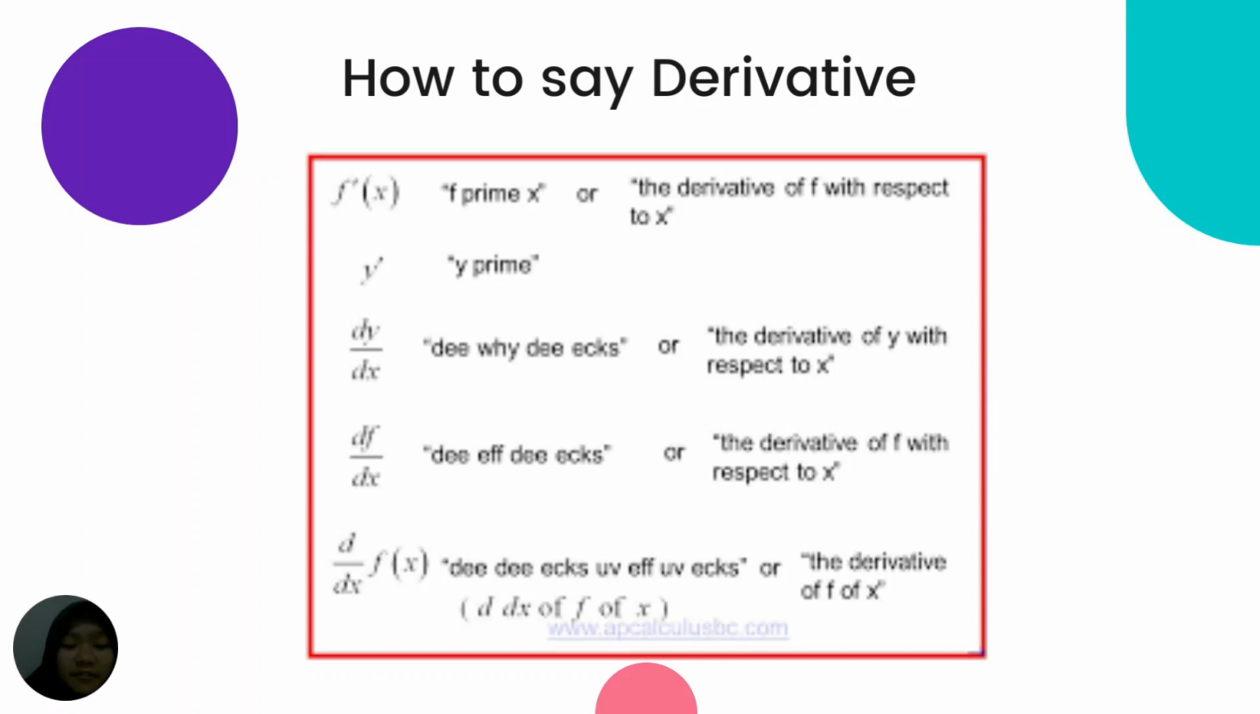Next, how to say derivative. There are some ways to say derivative. First, that is f prime x or the derivative of f with respect to x. The next is y prime. Next is dy dx or the derivative of y with respect to x, df dx or the derivative of f with respect to x. And the last is d dx of f of x or the derivative of f of x. In here, dy dx is not the same as dy multiplied by dx.